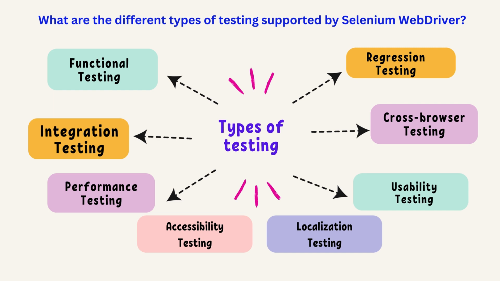What are the different types of testing supported by Selenium WebDriver? Selenium WebDriver is a versatile tool that supports various types of testing, making it a popular choice for automating web application testing across different stages of the software development lifecycle. The various types of testing supported by Selenium WebDriver include functional testing, regression testing, integration testing, cross-browser testing, performance testing, usability testing, accessibility testing, and localization testing.